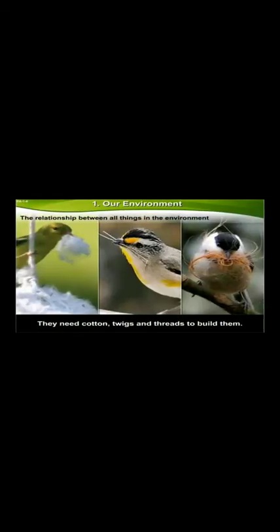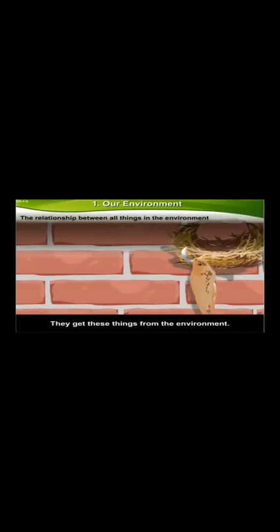Birds build nests. They need cotton, twigs, and threads to build them. They get these things from the environment.